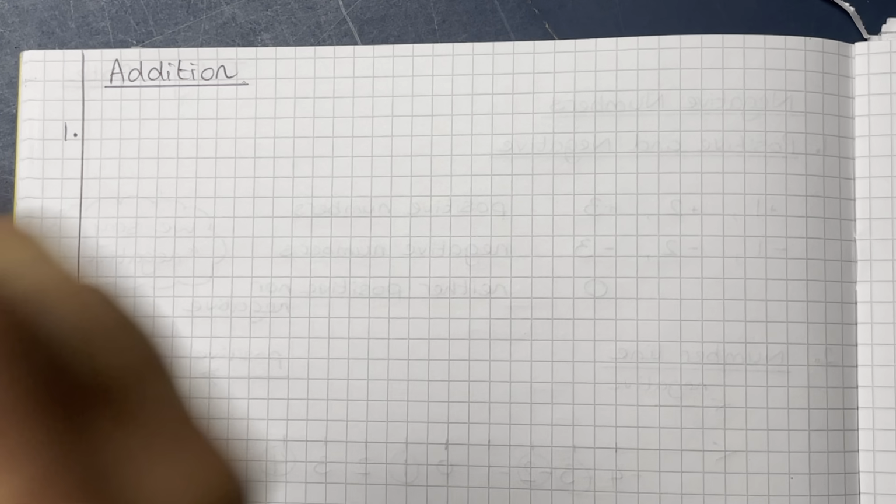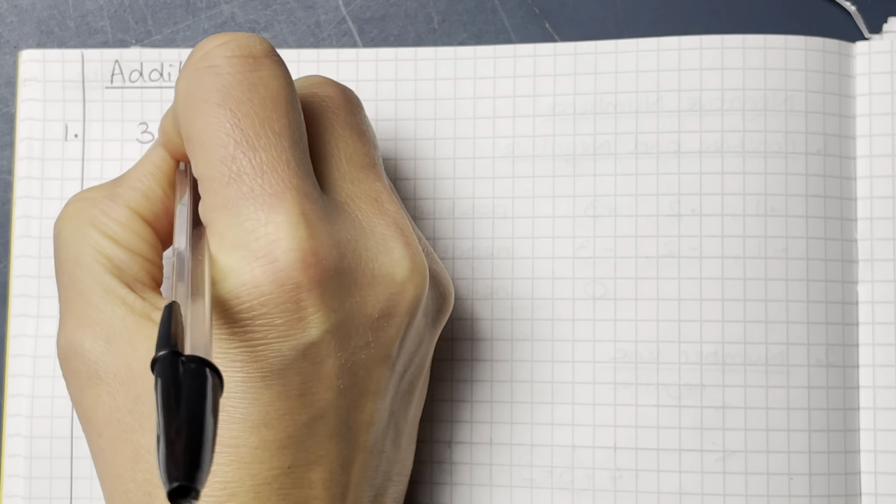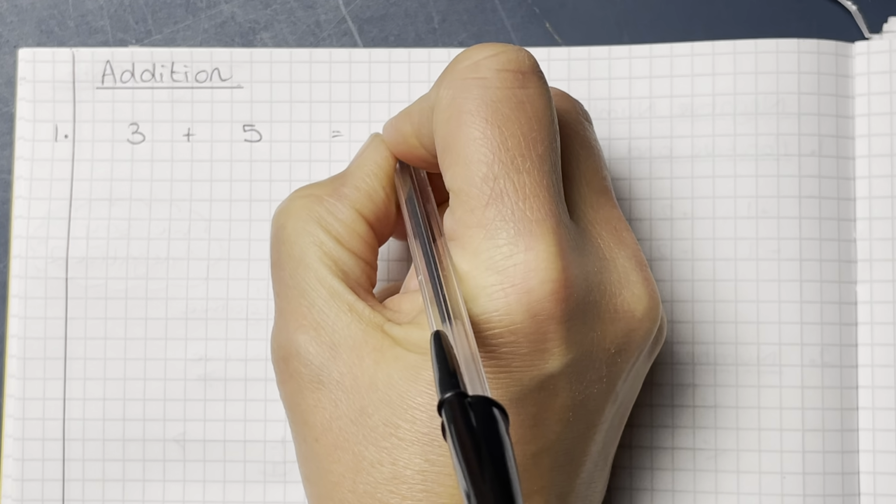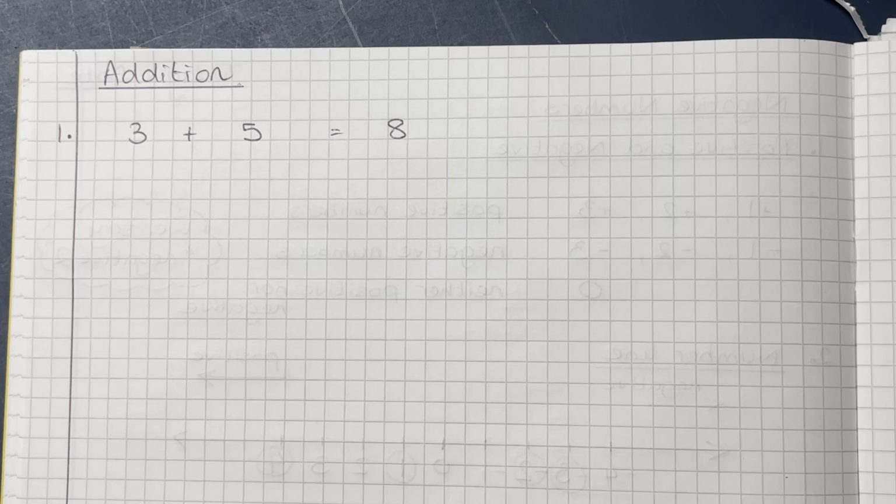So we're going to do 4 examples here. We're going to start nice and easy. I've got 3 and I'm adding 5. Okay, nice and easy. The answer is 8.